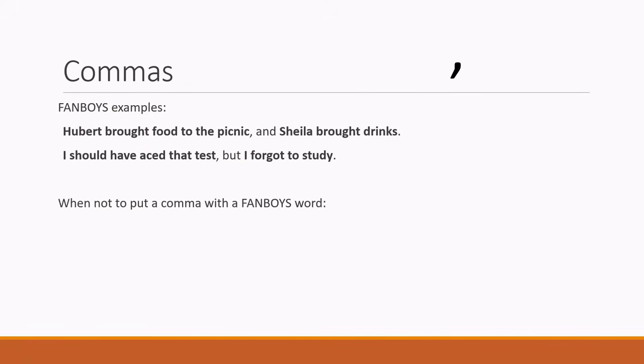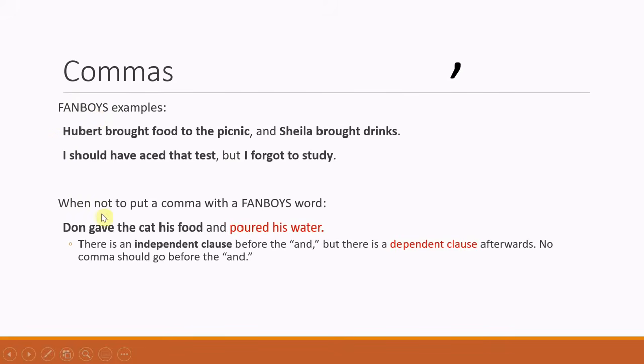Now, as I said, they can be used for other things, so I wanted to give you one quick example of that. This is especially true with and or. Same with for. So, Don gave the cat his food and poured his water. So, and, that's on our list, that's the A, but keep in mind, fanboys with a comma, that's only if I have two independent clauses.